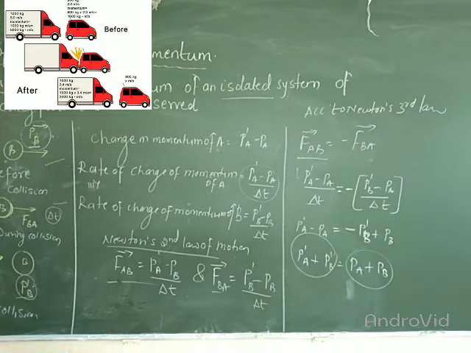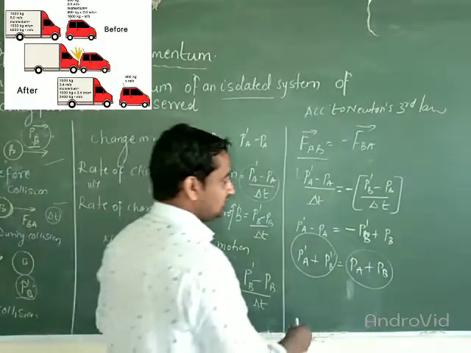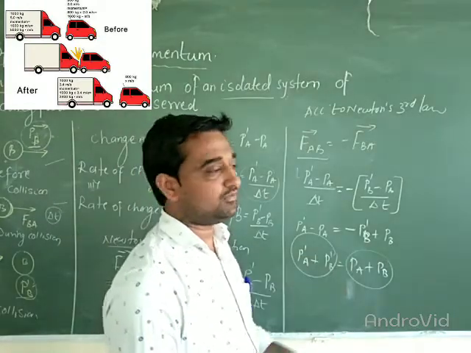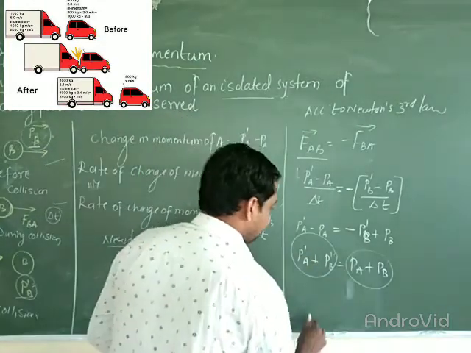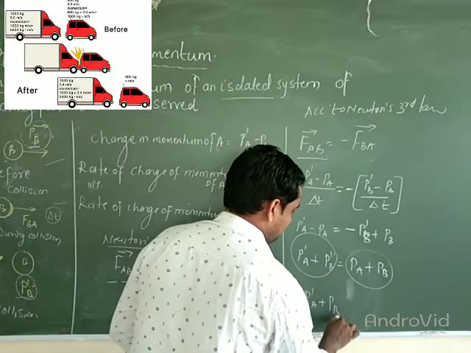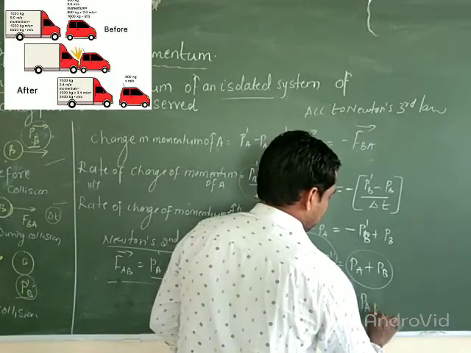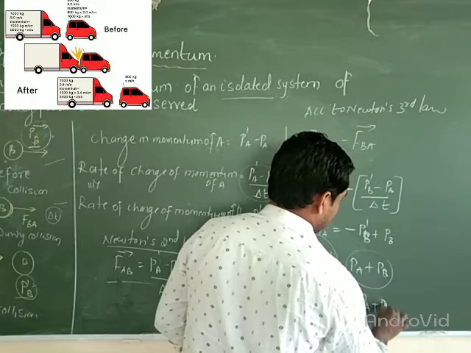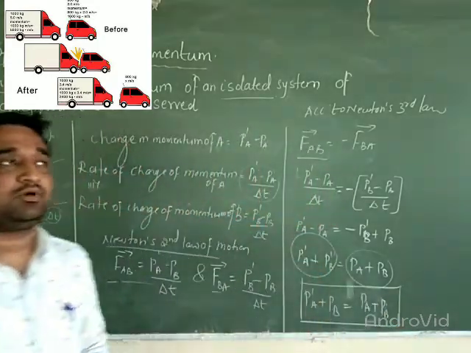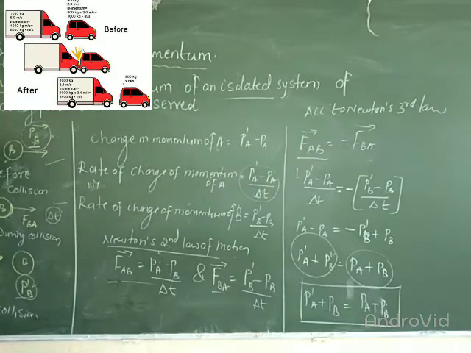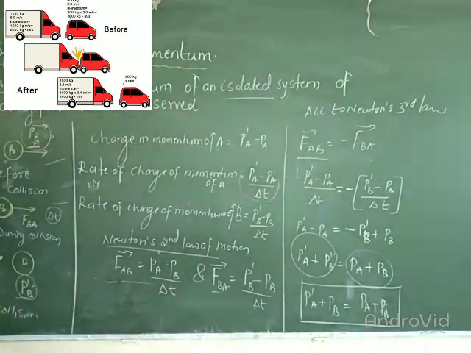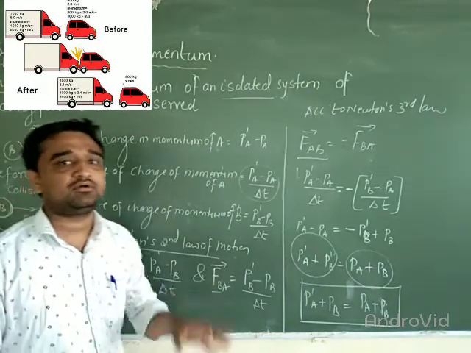Now, this we can write here: the total momentum after the collision is equal to the total momentum before the collision. Therefore, P dash A plus P dash B is equal to PA plus PB. So this is the important derivation we have done here. The total momentum of an isolated system of interacting particles is conserved or constant.